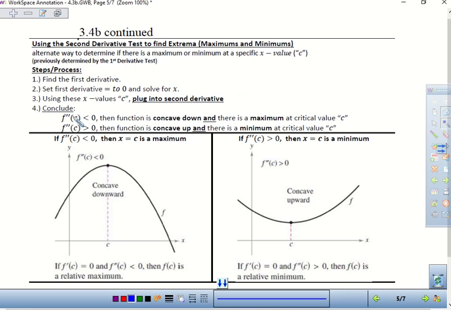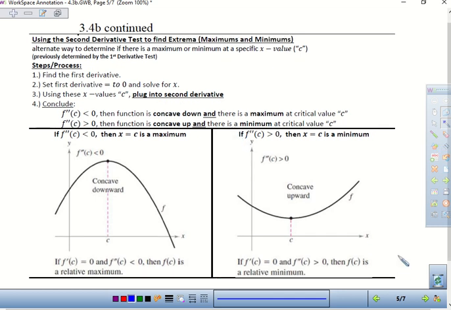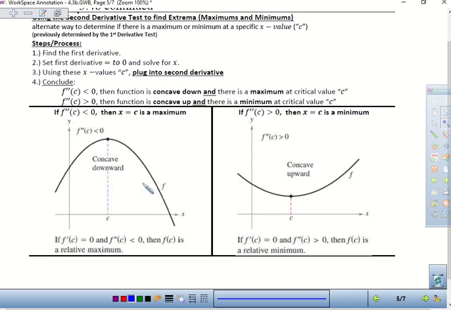If the second derivative is less than 0, it's concave down and there's a maximum. And if the second derivative is greater than 0, it's concave up and there's a minimum. So you can see it here. Concave down, of course, that's a max. And concave up, you can see that would be a minimum.